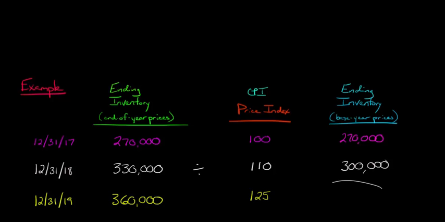Let's just finish this third year here, and let's figure out what this is. So now you should be able to figure this out. We're just going to take the ending inventory at end of year prices, 360,000, and we're going to divide that by this 125. That's just the price index for year 3. Okay, so that's going to give us $288,000. And so now I'm just going to tell you, we're going to walk through basically how the LIFO layers accumulate and end up being eaten into over this period.